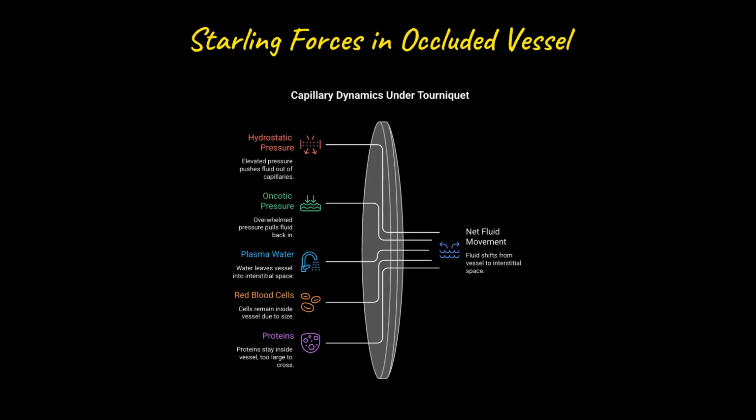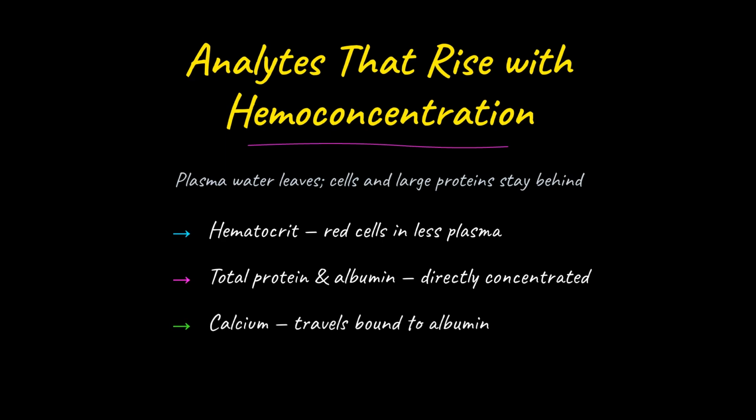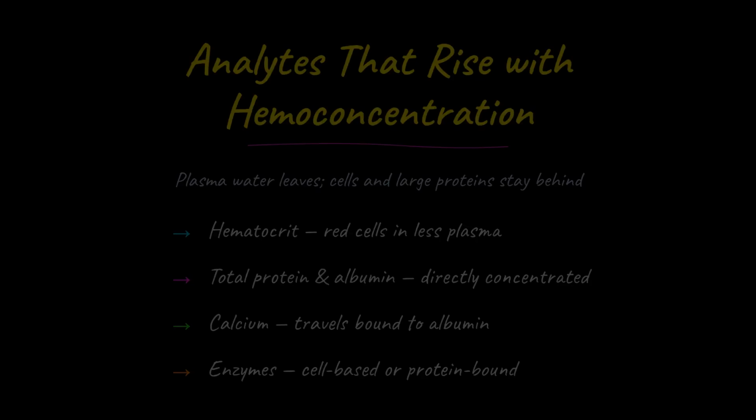Plasma water is pushed into the interstitium, but red cells and large proteins are too big to follow, so they become concentrated in the remaining blood. The concentrated blood produces measurable elevations across several analyte classes: hematocrit, total protein, albumin, calcium, and many enzymes all rise, not because the patient's physiology changed, but because the local draw site no longer reflects systemic blood.